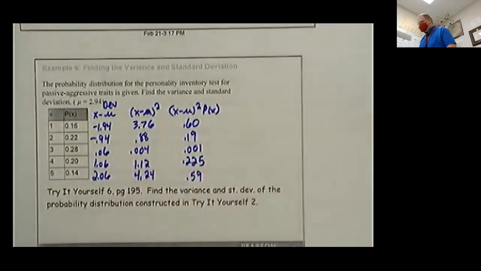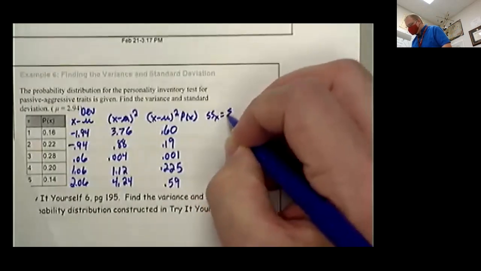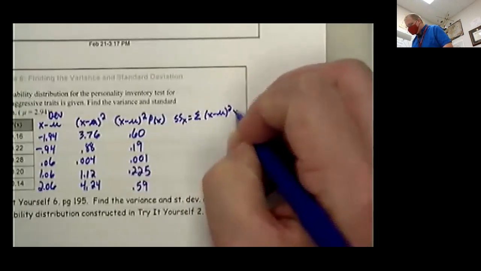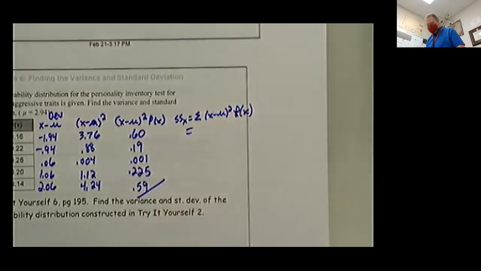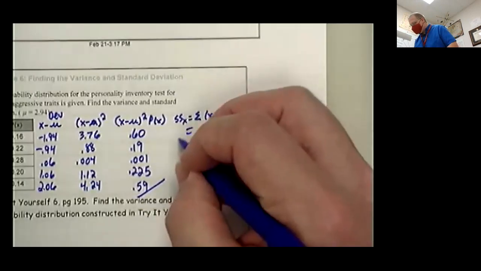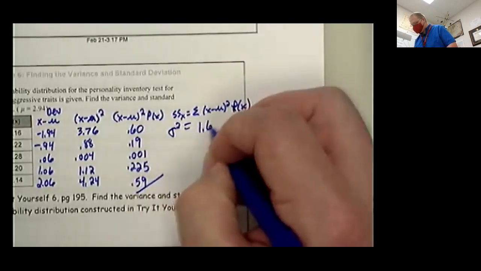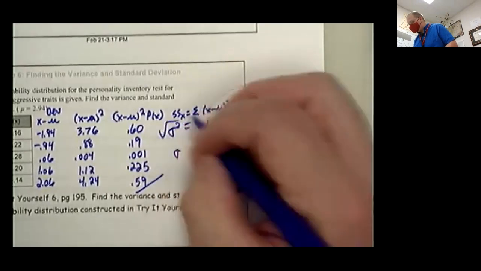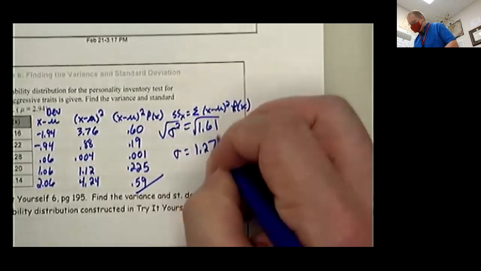Now, the last thing we're going to do to find our sum of squares is that it is equal to the sum of our x minus mu's, our deviation squared, times p of x. So now we just want to add all those together. And that's our sigma squared. Sum of squares is our sigma squared. You should get 1.61 or thereabouts. Therefore, to get sigma, we're just going to take the square root of the sum of squares on your calculator, and that is 1.27.